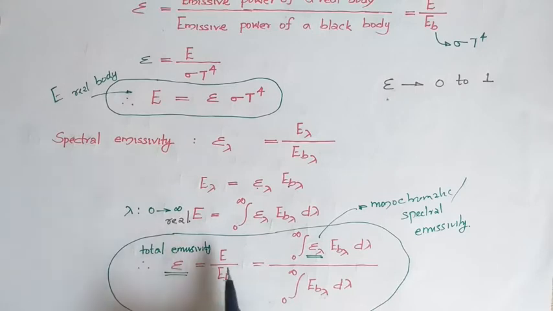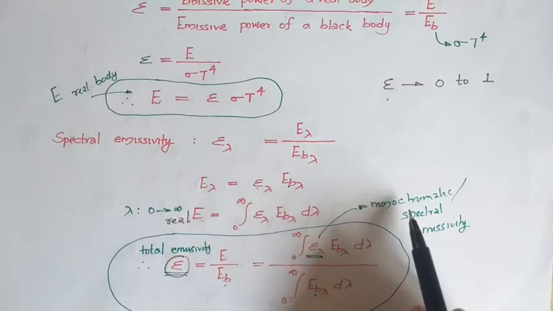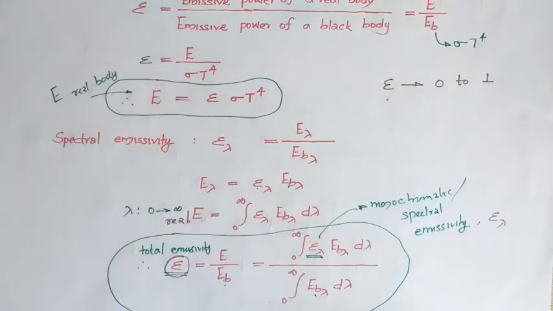So total emissivity is the total emissive power of a real body to the total emissive power of a black body. The total emissive power of a real body is the integral from 0 to infinity of epsilon lambda into EB lambda into d lambda, and the total emissive power of a black body is the integral from 0 to infinity of EB lambda d lambda. So in this way you can obtain the total emissivity epsilon if you have the monochromatic or spectral emissivity epsilon lambda. So this is about emissivity and spectral emissivity.